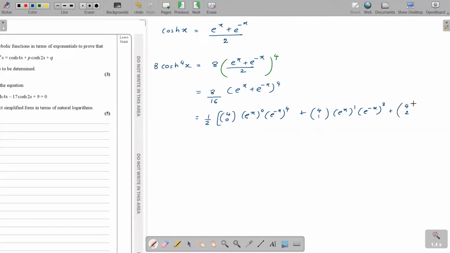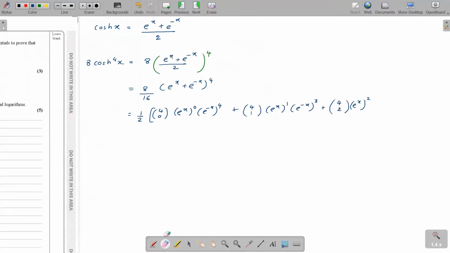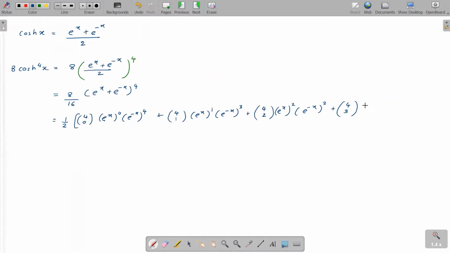Next one is 4C2. e^x gets the power 2, and e^(-x) gets the power 4 minus 2, which is 2. Next one, 4C3. e^x gets the power 3, and e^(-x) gets the power 4 minus 3, which is 1. And the last term, 4C4. e^x to the power 4, and e^(-x) to the power 4 minus 4 is 0. So basically this is it.